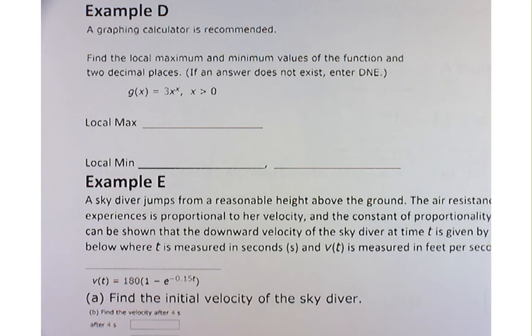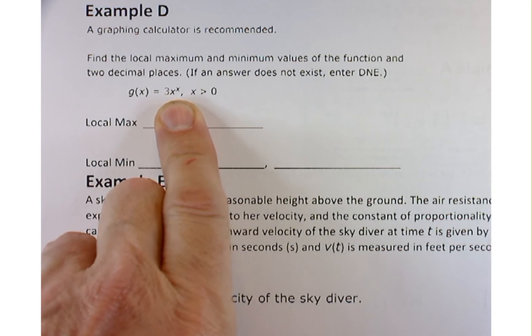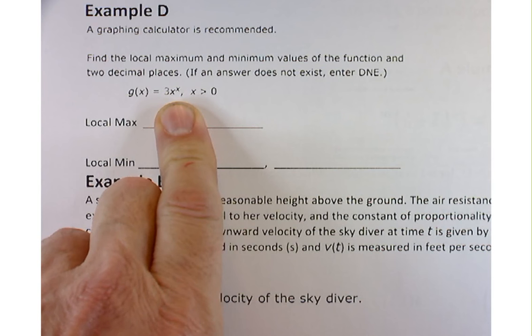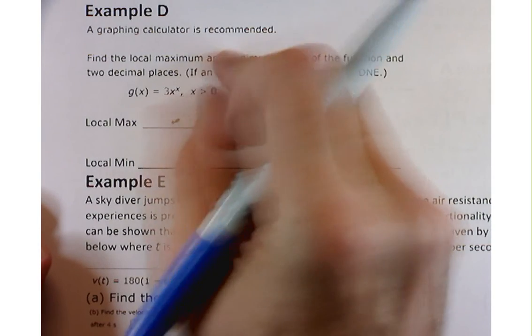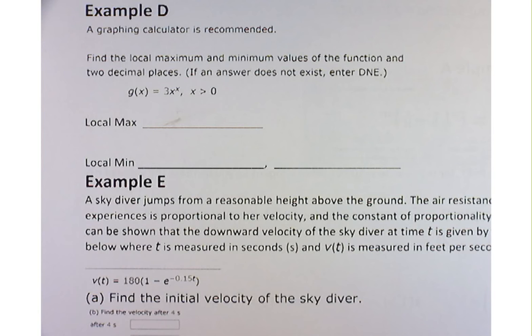So we've got this new function. It's not quite an exponential function. I'm trying to think. Sometimes there's things called hyperpowers. This is not quite a hyperpower, but it's 3 times x to the x power, for values of x that are greater than 0. Now it's going to want you to find the local minimum and local maximum values.